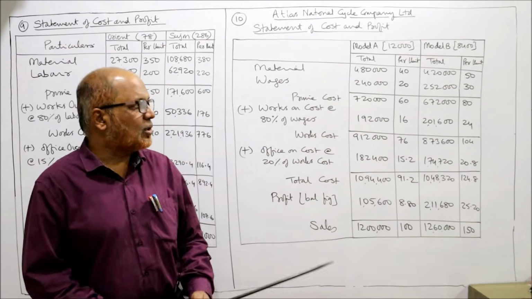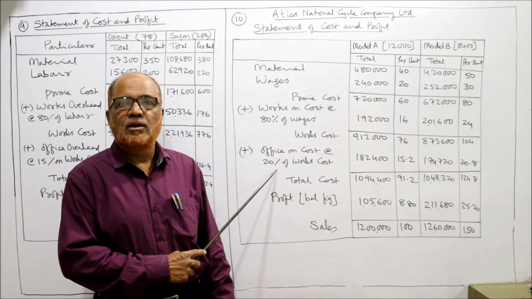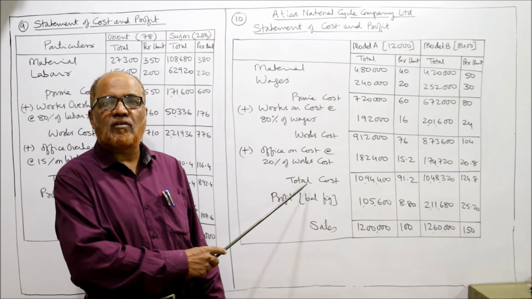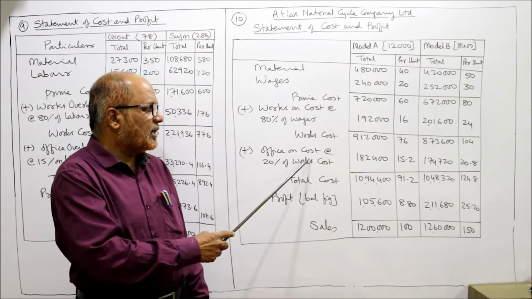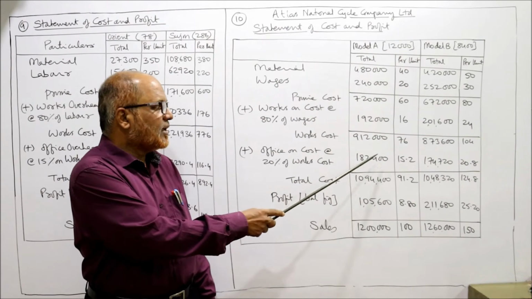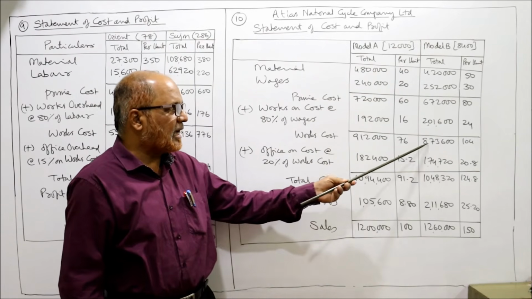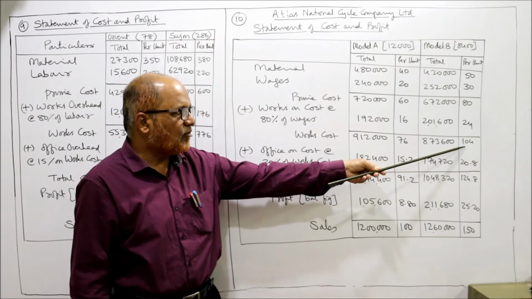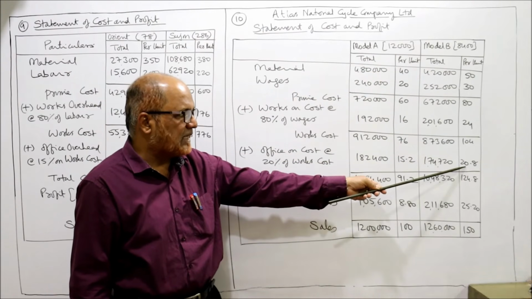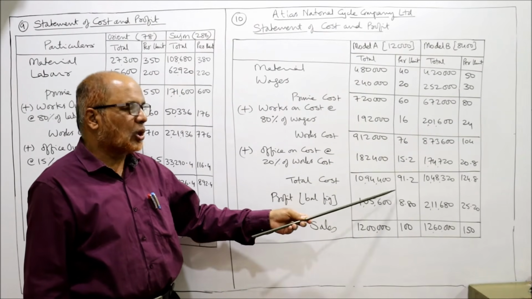Now it is given office on cost. ऑफिस ऑन कॉस्ट का मतलब एडमिनिस्ट्रेशन ओवरहेड. तो ऑफिस ऑन कॉस्ट is 20% of works cost. तो already works cost we have 9,12,000 into 20%, 1,82,400. Similarly 76 into 20%, 15.2. Similarly 8,73,600 into 20%, 1,74,720. 104 into 20%, 20.8. We got the office on cost. Add up, we'll get the total cost.